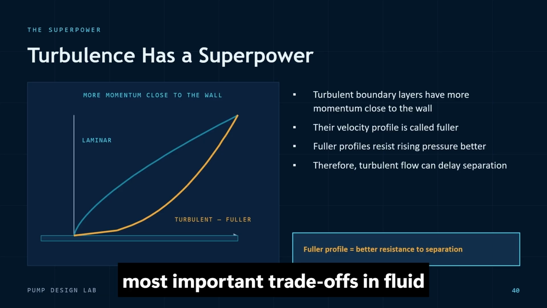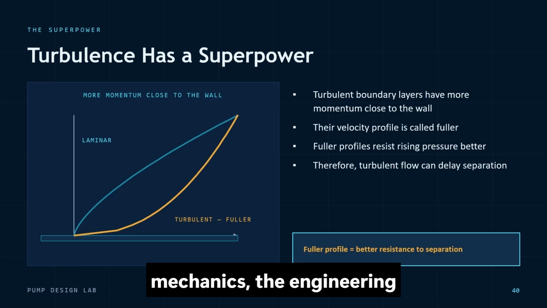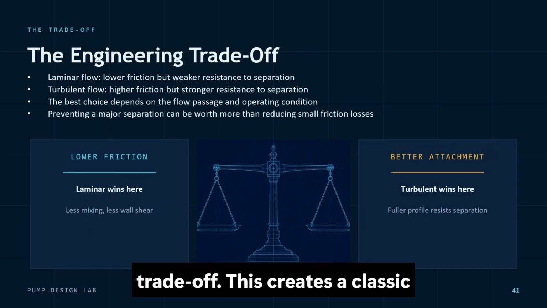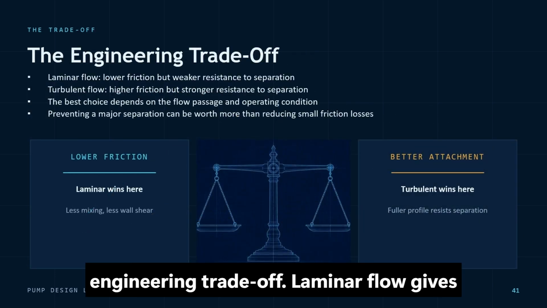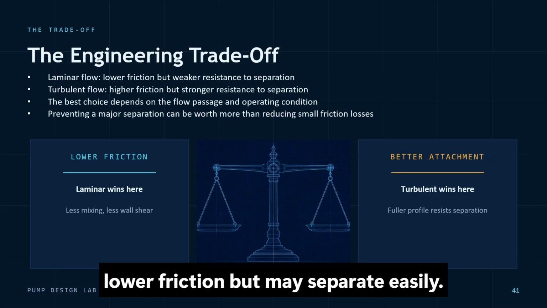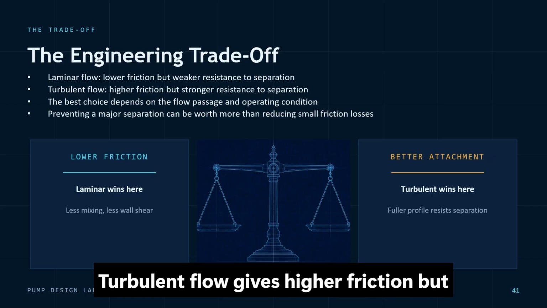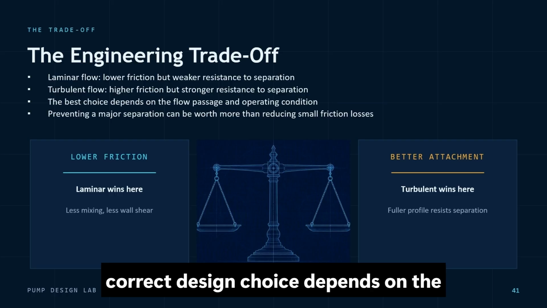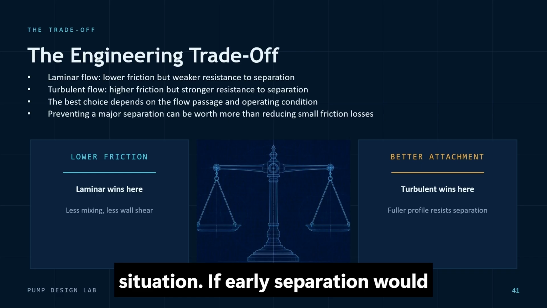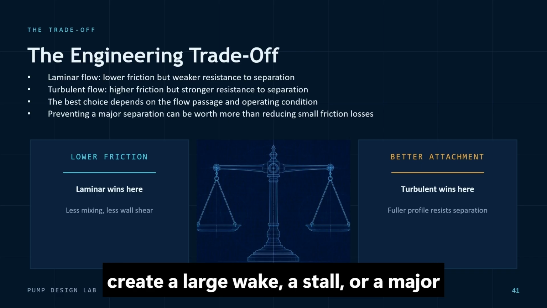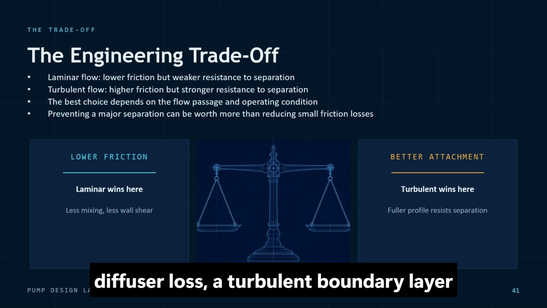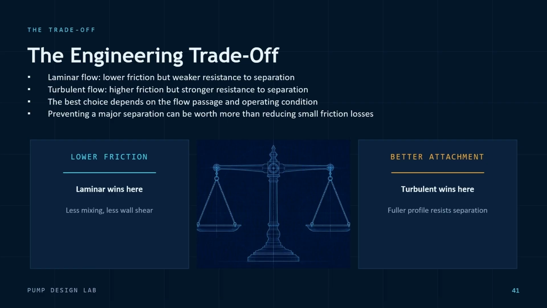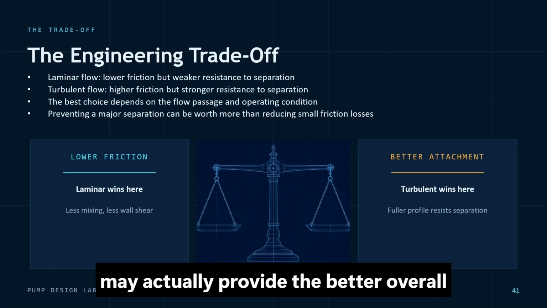This creates one of the most important trade-offs in fluid mechanics. The engineering trade-off. This creates a classic engineering trade-off. Laminar flow gives lower friction but may separate easily. Turbulent flow gives higher friction, but resists separation more strongly. The correct design choice depends on the situation. If early separation would create a large wake, a stall, or a major diffuser loss, a turbulent boundary layer may actually provide the better overall performance.